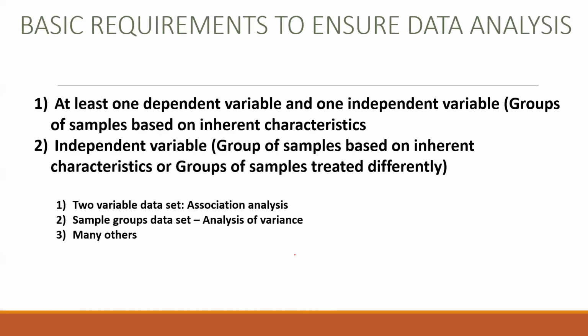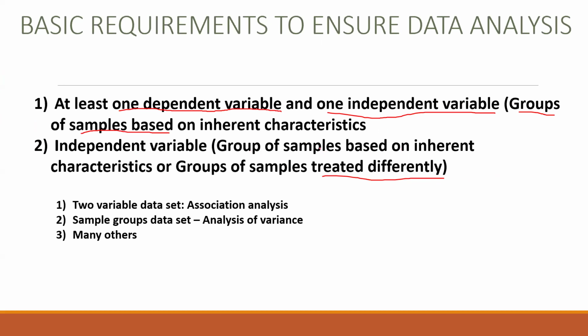Okay, so now let's look at the next case. In this case, you have at least one dependent variable. This one is fine for all of them. Then you have one independent variable, okay? And then your independent variable can be subdivided into groups of samples, right? Groups based on inherent characteristics, or groups of samples treated differently. Okay, this one and two is basically the same thing. The first one emphasizes that you have only groups. If you have only groups in your independent variable, there are certain statistical analyses that you can use, right?